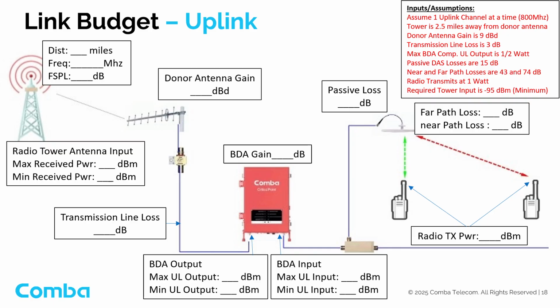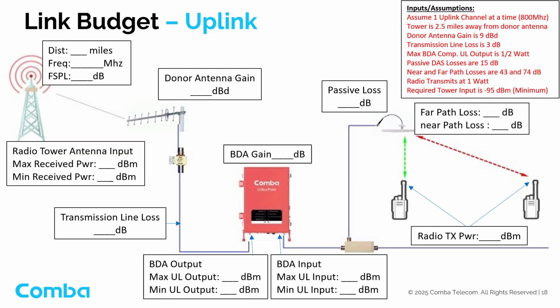So the free space path loss will also be the same value as the downlink link budget, which is 103 dB. The donor antenna gain is 9 dBd. The cable loss between the BDA and the donor antenna is 3 dB. The BDA maximum uplink composite power is 1/2 watt. The passive DAS loss is 15 dB. The near and far radio path losses are 43 and 74 dB, respectively. The portable radio transmit power is 1 watt, and the radio tower minimum required received signal strength is -95 dBm.